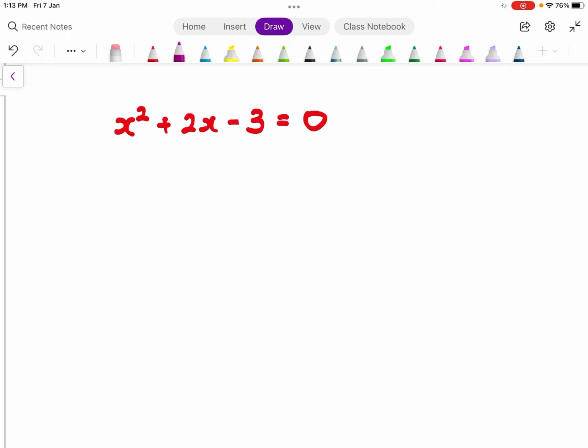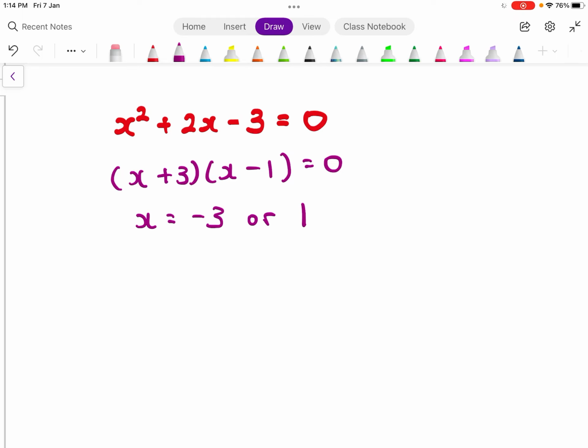So very simple, right? First things first, I must always factorize. If you do your quadratic factorization, you will get (x plus 3)(x minus 1) equal to 0. And of course, you solve for the equation, right? So x is either equal to negative 3 or positive 1. Okay, so this is how we solve an equation.